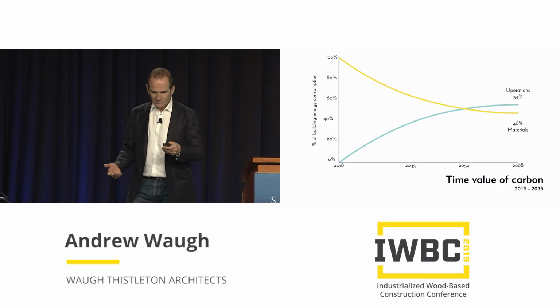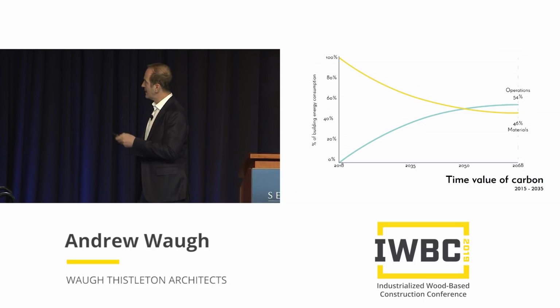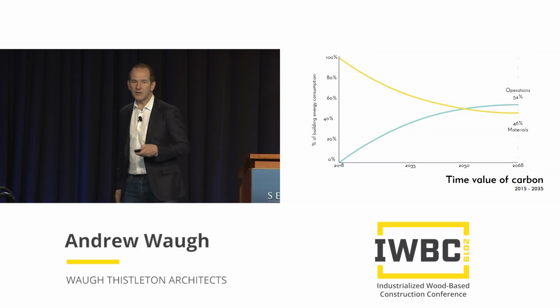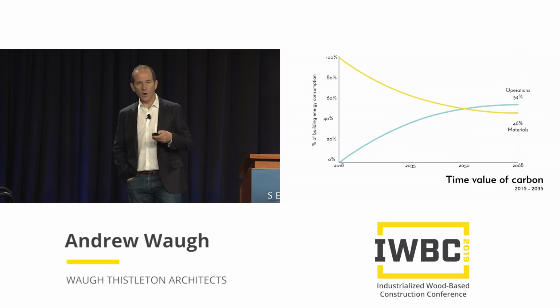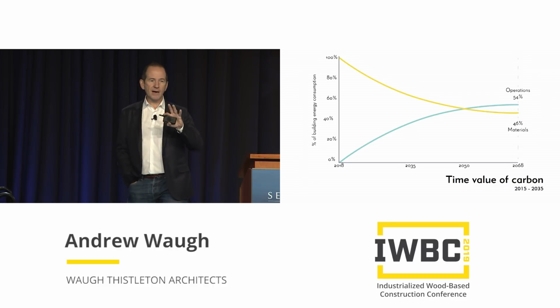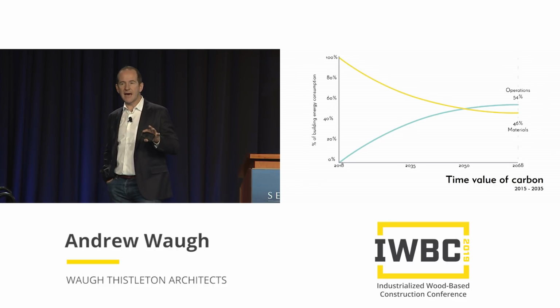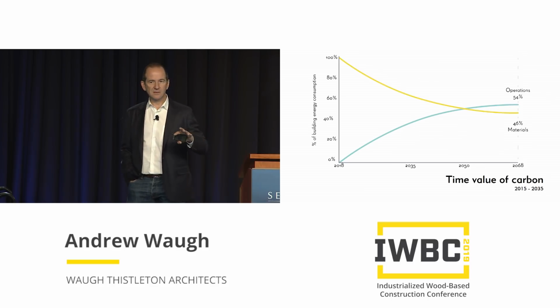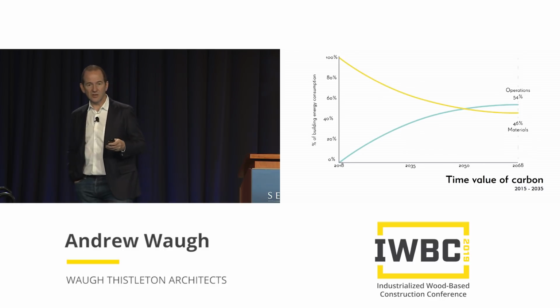Now this is a graph from Turner's Construction, and this shows that if you build a building now in 2018, the way that US and UK regulations count the carbon footprint of a building, and bear in mind, I'm not sure in the US, but in the UK, just under half of all greenhouse gas emissions are down to buildings, and about a third down to construction itself.